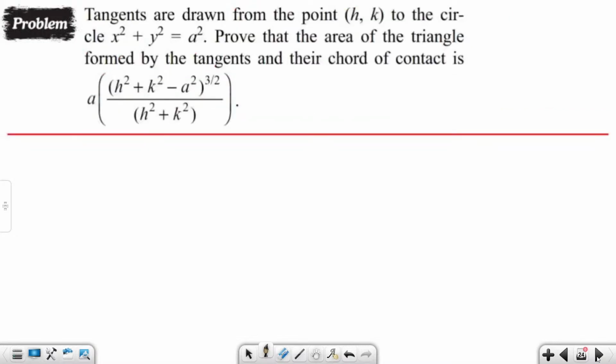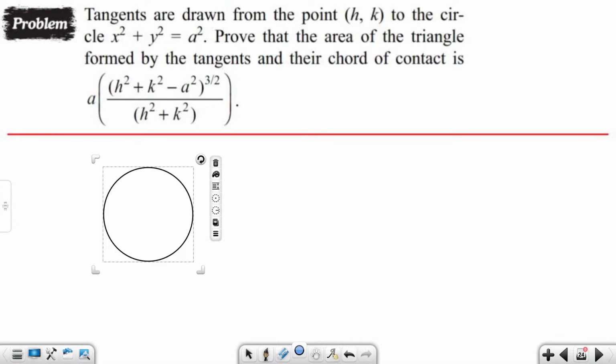Okay, let us take another problem. What they have said: the tangents are drawn from the point H, K to the circle x square plus y square equals a square. Let me draw the circle first. So this is the circle whose center is at 0, 0 and radius is A.